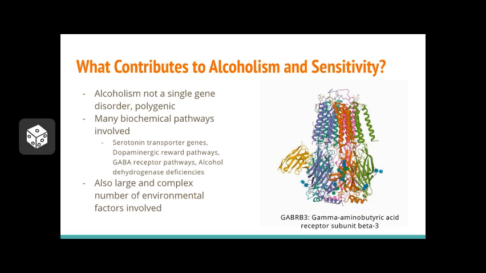Also, the GABA receptor pathways are involved, and there can also be deficiencies in alcohol dehydrogenase, which is an enzyme responsible for the breakdown of alcohol in our system. Also, there's a large and complex number of environmental factors involved, much like many of the disorders that we've covered this semester. So then here on the right is the GABRB3, the gamma aminobutyric acid receptor subunit beta 3, which, as we'll see later in some of the research, is implicated in alcoholism.